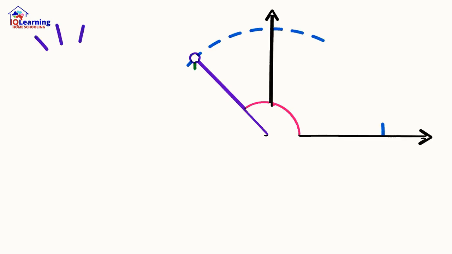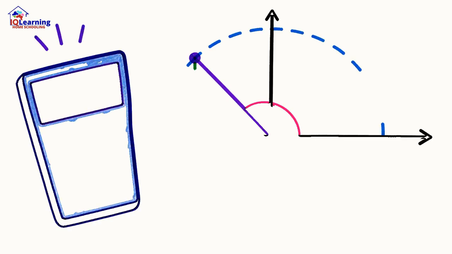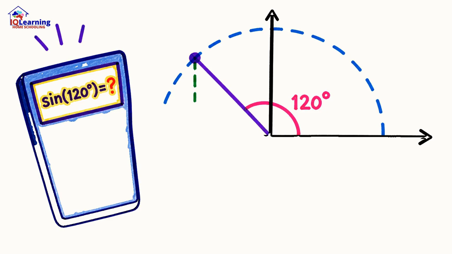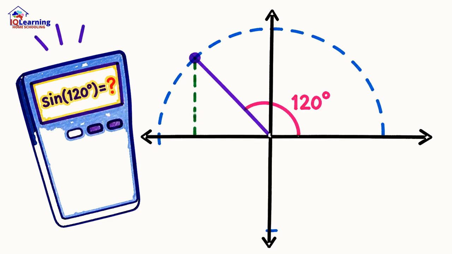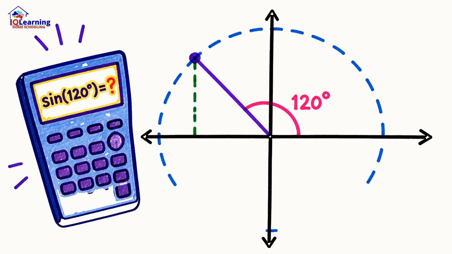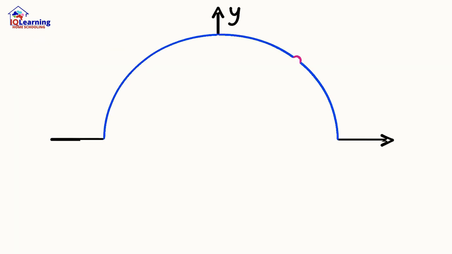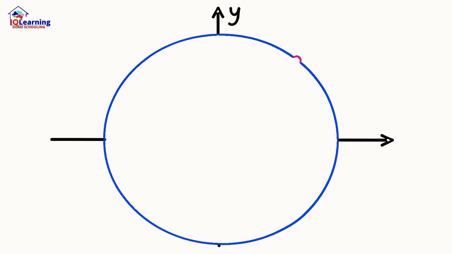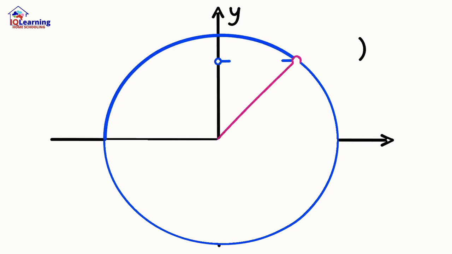Ever wondered how your calculator knows the sine of 120 degrees? A 120-degree angle can't exist in a right-angled triangle, so the classic SOHCAHTOA rule breaks down. Yet, we get an answer. The secret lies in a more powerful idea, the unit circle. This is the true definition of trigonometry.